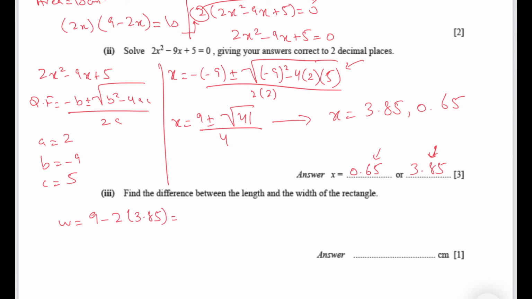3.85 times 2 subtracted from 9 and you end up with 1.3 centimeters. And then you talk about the length, which is 2 times x. So you do 2 times 3.85 is equal to what? 2 times 3.85 is equal to 7.7 centimeters. So the difference between them is when you subtract the length, which is 7.7, and the width, which is 1.3, the difference comes out to be 6.4, which is your final answer.